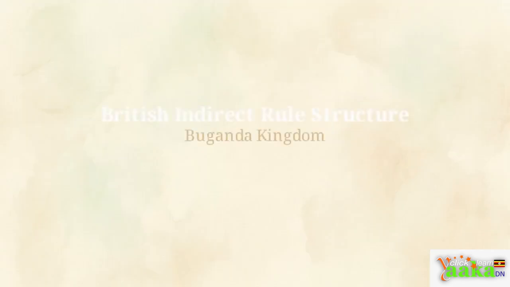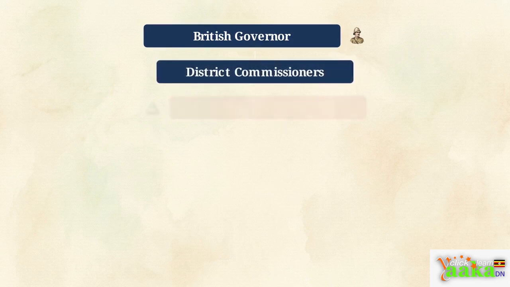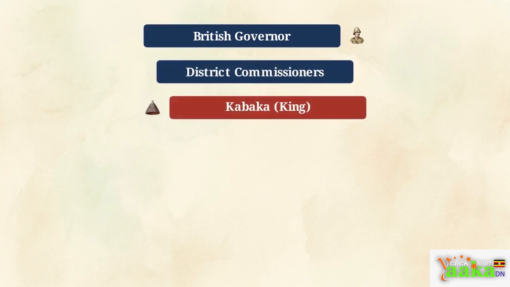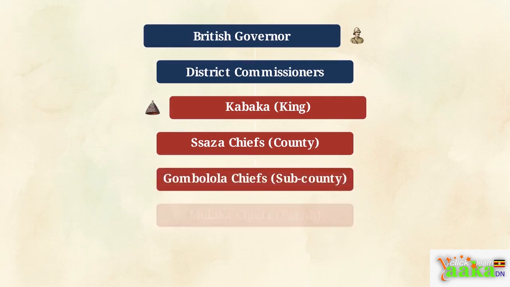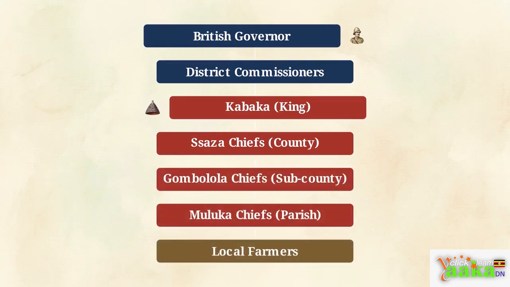This organizational flowchart shows how they adapted local systems. The British targeted pre-existing centralized kingdoms like Buganda and hijacked their government structure. British governors and district commissioners sat at the top, issuing orders to the Kabaka, who passed them down a rigid hierarchy to the local Saza, Gombolola, and Maluka chiefs. The mechanics were straightforward. Commands flowed downward from the British officials. In return, extracted resources, specifically taxes and cash crops like cotton, flowed upward from the African population.